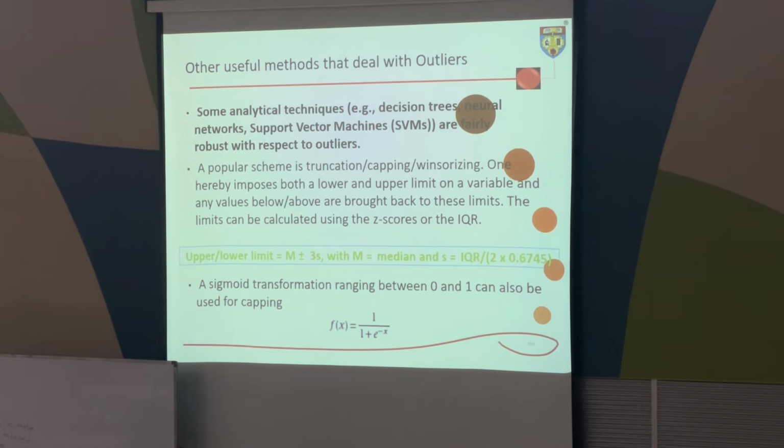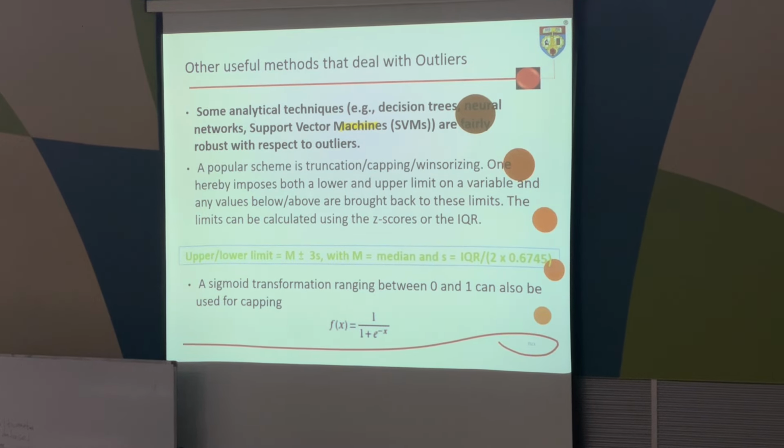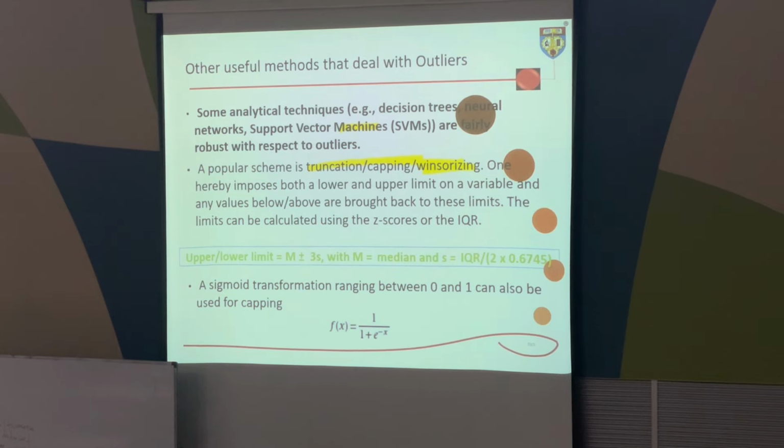Then we have another method that you can use instead of the standard statistical techniques. For example, you can use analytical techniques like machine learning techniques, such as a decision tree, SVM and so on. We also have other techniques that you can use, which are truncation, capping, or Winsorizing. These three techniques focus on limiting the threshold.